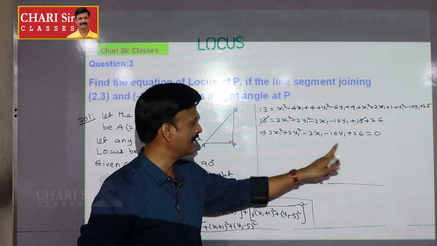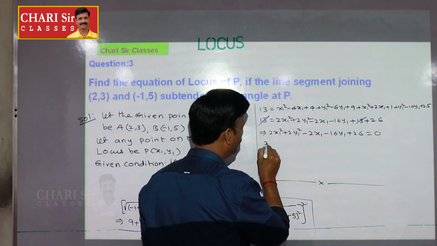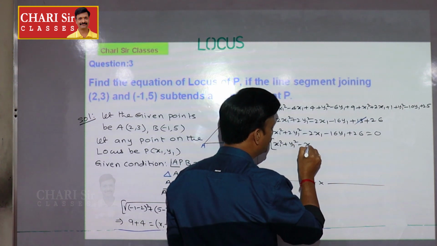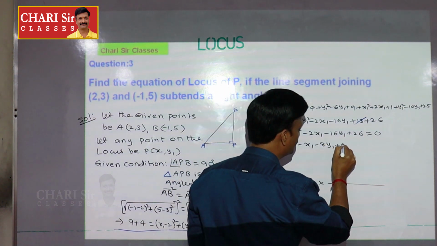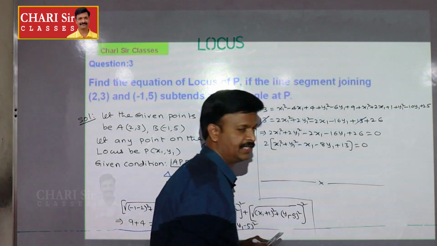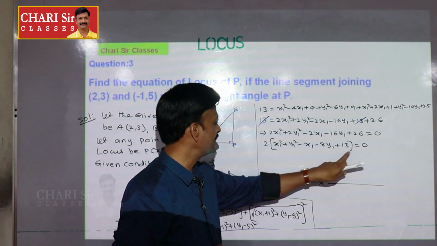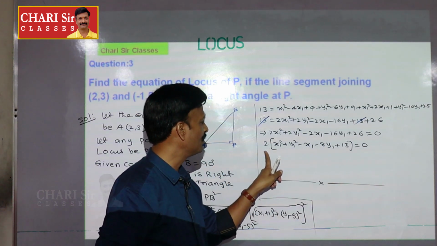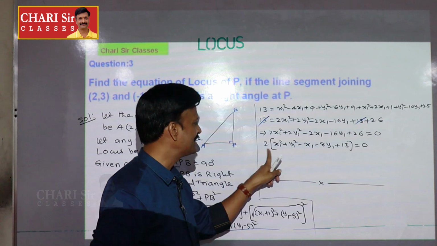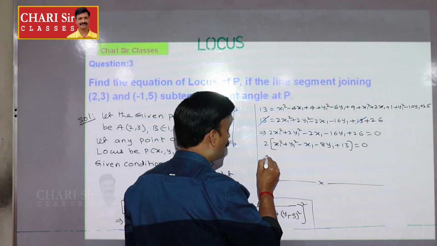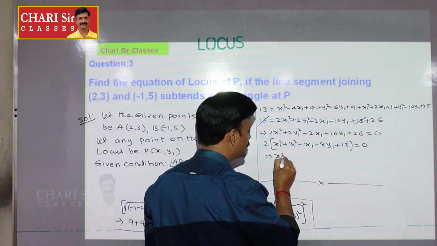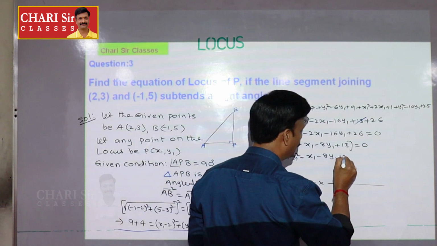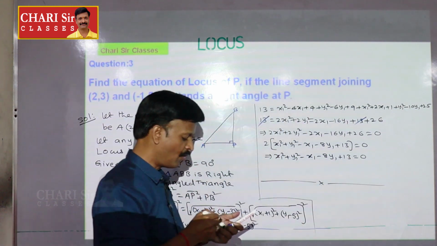Is there anything common in this? Yes, 2 is common. You can take 2 common, that is x1 square plus y1 square minus x1 minus 8y1 plus 13, which is equal to 0. Now, 2 into this is equal to 0. Product of any two terms is equal to 0 means either first term equal to 0 or second term equal to 0. 2 is definitely not equal to 0. Therefore, what we can write from this, just x1 square plus y1 square minus x1 minus 8y1 plus 13 is equal to 0. Now, what is the final step?